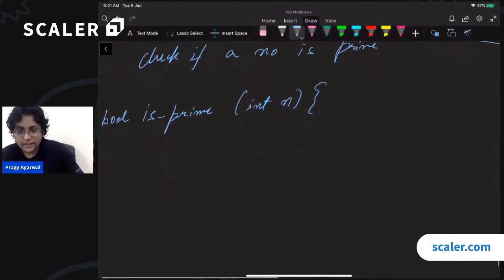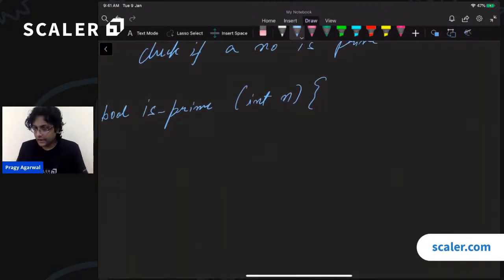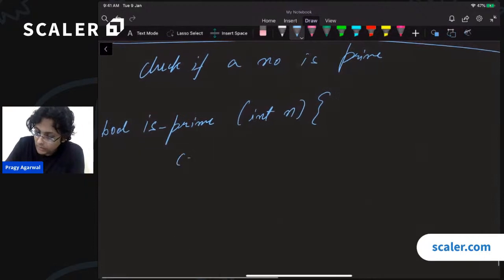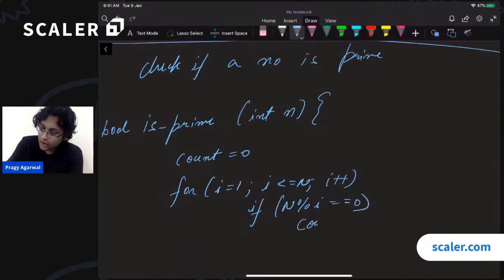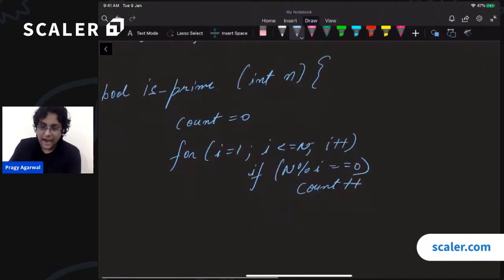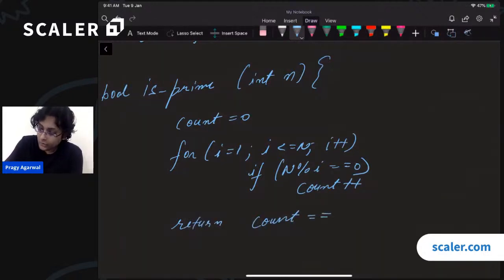So how can we write this program? Very simple. We can say that count is 0. We can write a loop for i equals 1, i less than or equal to n, i plus plus. And we can check if n mod i equals 0, then we will do count plus plus. And finally we will return: if the count is exactly equal to 2, then it is prime, otherwise it is not prime.